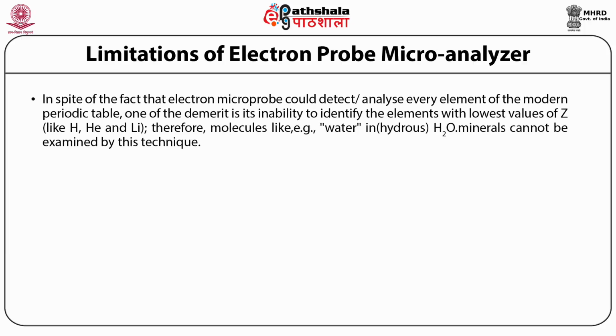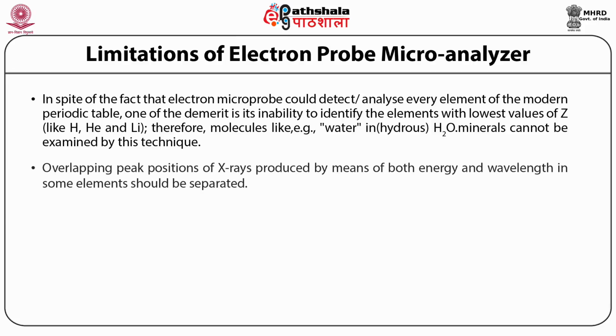Next, discuss the limitations of electron probe microanalyzer. In spite of the fact that electron microprobe could detect or analyze every element of the modern periodic table, one of the demerits is its inability to identify the elements with lowest values of Z, like H, helium, and lithium. Therefore, molecules like water in hydrous H2O minerals cannot be examined by this technique.